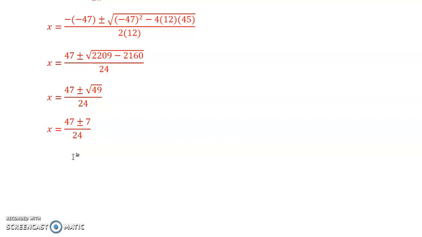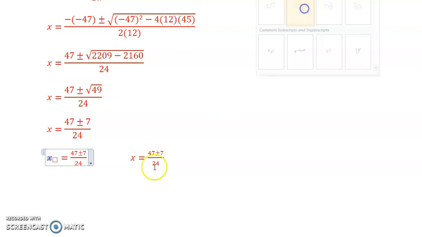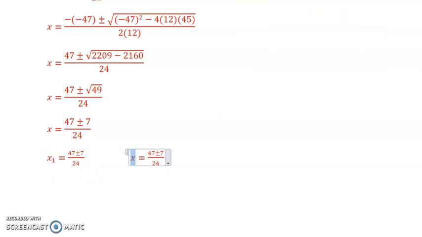Okay? And this is where we split into 2. You can call it x1, x2, or not. You can leave it. It doesn't make any difference to me. If you prefer to have x1, x2, it's up to you, or you can just leave it. Okay? Now remember, once we split it, 1 is plus and 1 is minus. That's the whole idea of splitting it, right? Okay? So then we'll do the operation. 47 plus 7 is 54. 47 subtract 7. We'll do them simultaneously at the same time there. Okay?